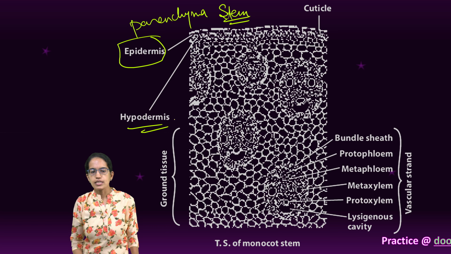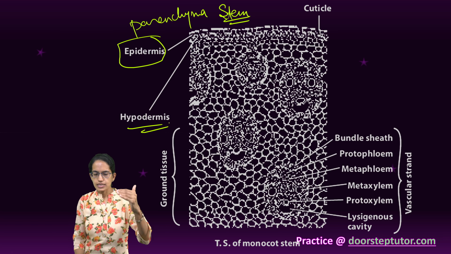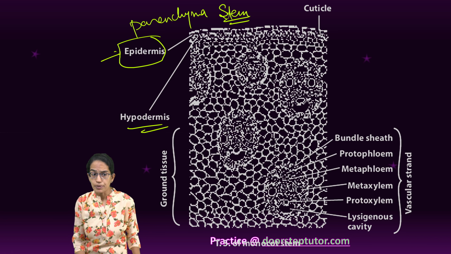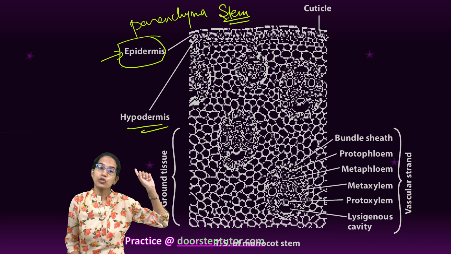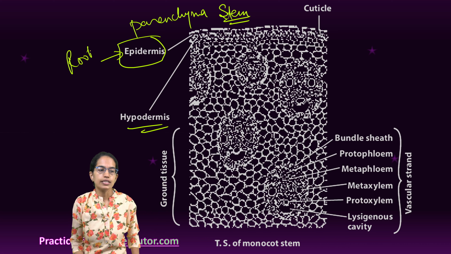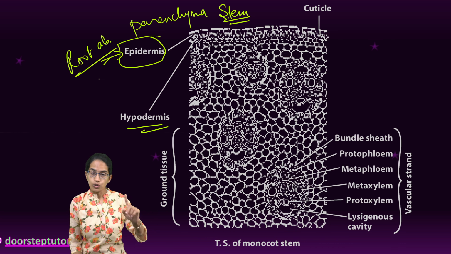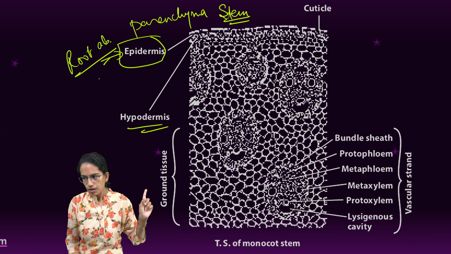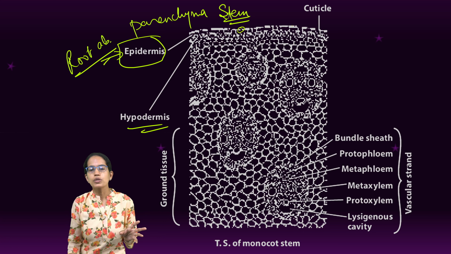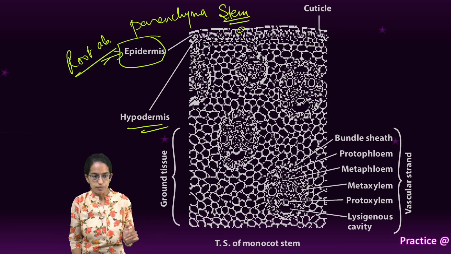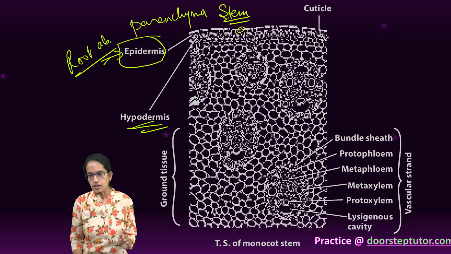Next to it is the hypodermis. Hypodermis is the layer below the epidermis. In epidermis, unlike the monocot root, here root hairs are absent. In monocot root, the root hairs are present, and there are two dumbbell guard cells which protect the stomata in the case of epidermis.